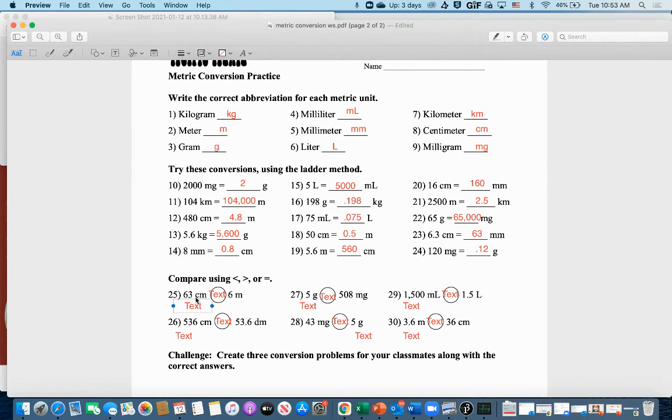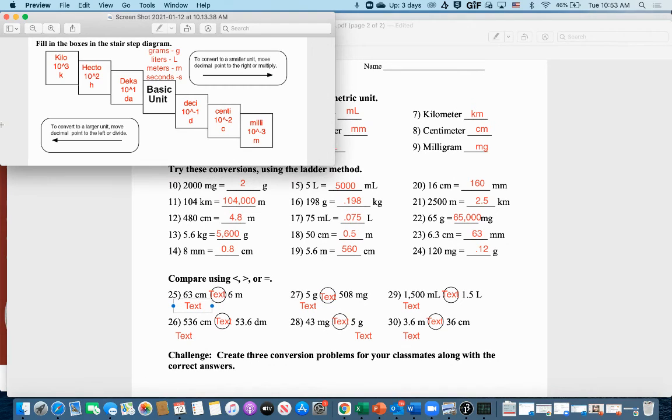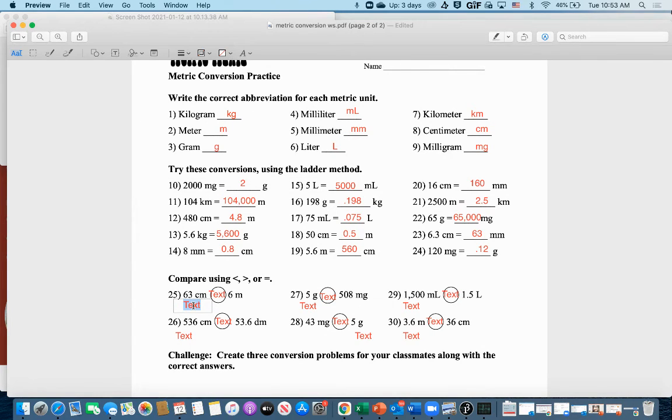So 63 centimeters. We always want to make sure they're the same. I can pull up my ladder here, right here. So centimeters right here. I'm going to my base unit. So that's 1, 2 up to the left. So I'm moving this to the left 2. That's 0.63 meters. Well, 6 meters is definitely bigger than 0.63. So I alligator to the big one, less than sign.